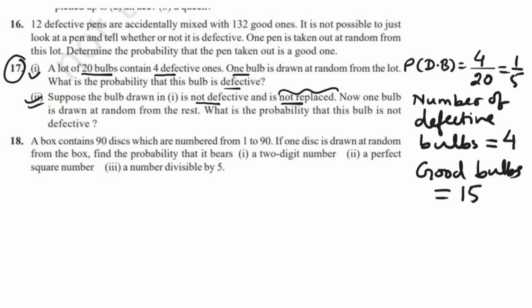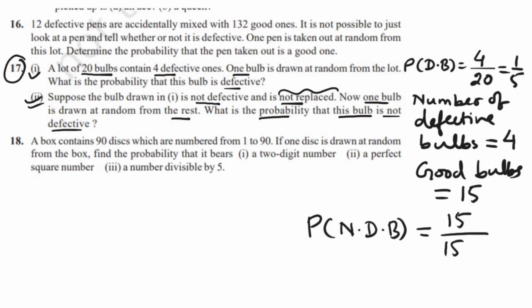Now let's answer the question. One bulb is drawn at random from the remaining lot. What is the probability that this bulb is not a defective bulb? So for the probability of a non-defective bulb, how many non-defective bulbs are there? They are 15 in number. Out of the total, that is 15 plus 4, that is 15 upon 19, and this is also a number less than 1, and this is the probability of happening of the event.